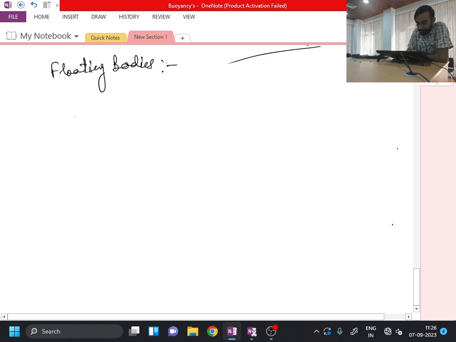On the contrary, now we can talk about floating bodies. In the case of floating bodies, what will be happening? The body will be partially submerged and partially out of the liquid. So I can draw, say, a cross section of a ship, something like this.